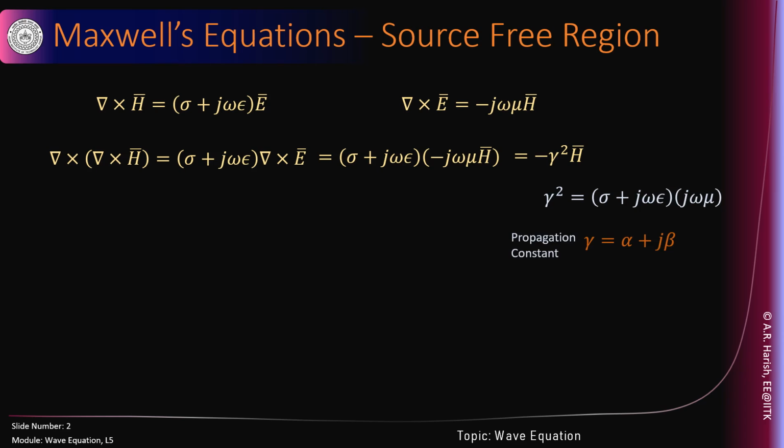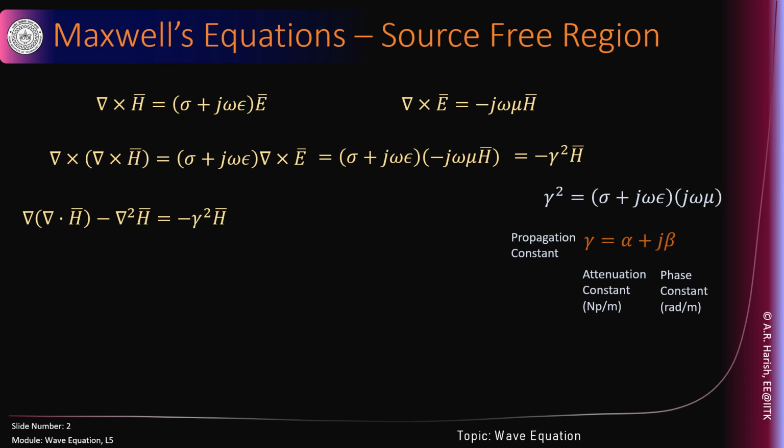What is gamma? Gamma is known as the propagation constant. In general, it is a complex quantity. It has a real part alpha, which is known as attenuation constant. Units are Nepers per meter. And it has an imaginary part called beta, which is known as phase constant. Units are radians per meter. Again, this is another one which you are familiar with, but it's good to remember this.